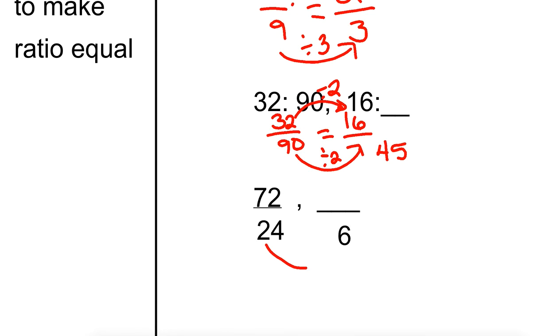All right, from 24 to 6, I divided by 4. So I got to divide the top by 4. If you don't know, you're going to have to go over here. 4 goes into 7 once, would give me 32. 4 goes in there 18 times. So 72 is to 24 as 18 is to 6.